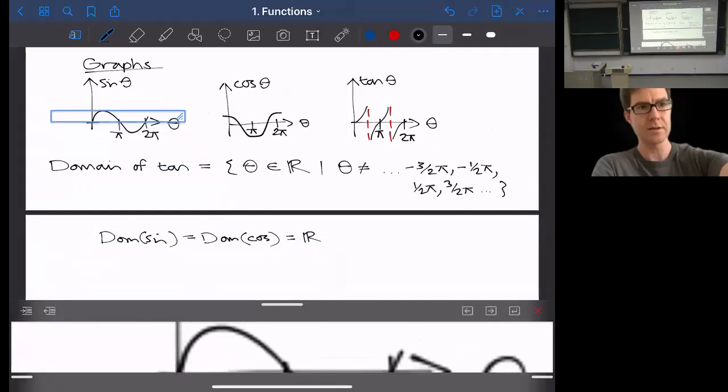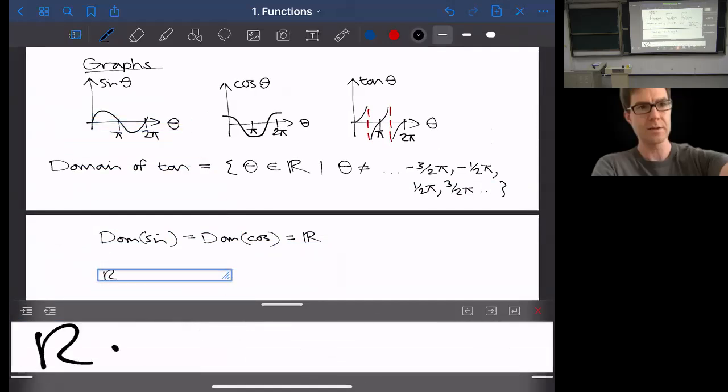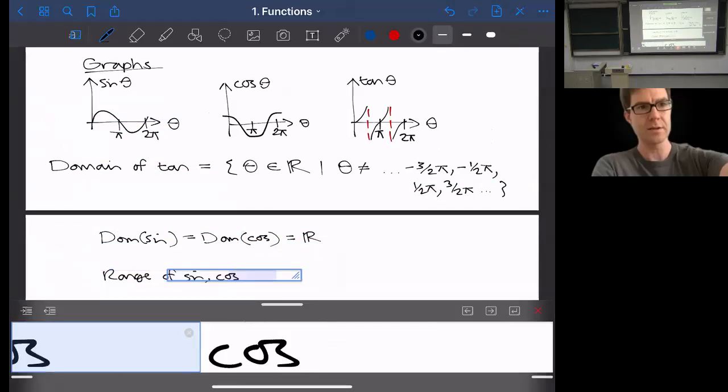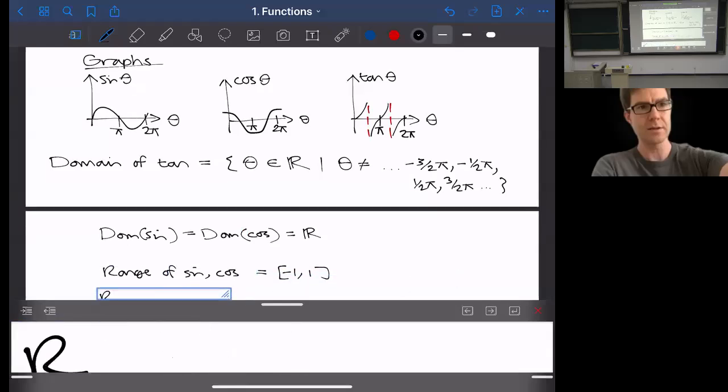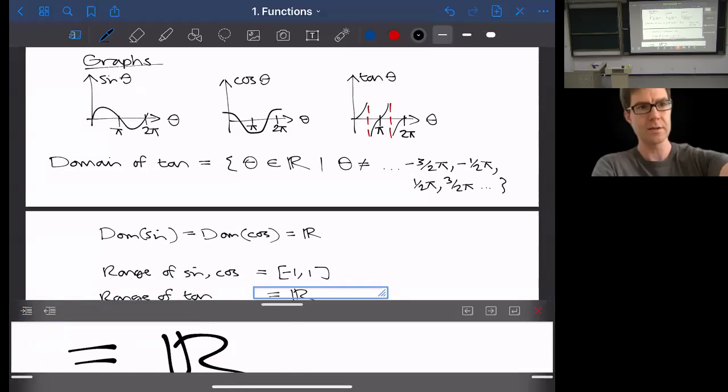And what about the range? So the range of sine and cosine are -1 to 1, closed interval, and the range of tan is the whole of R.